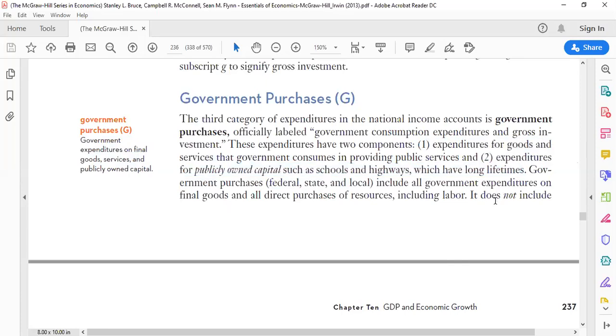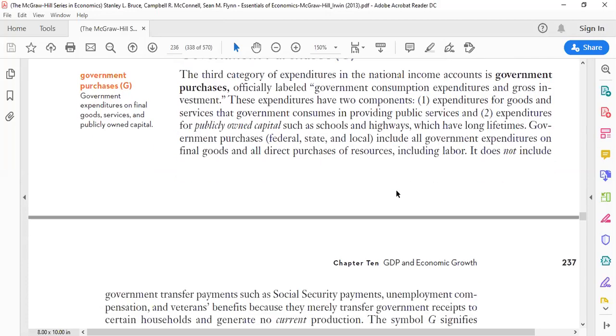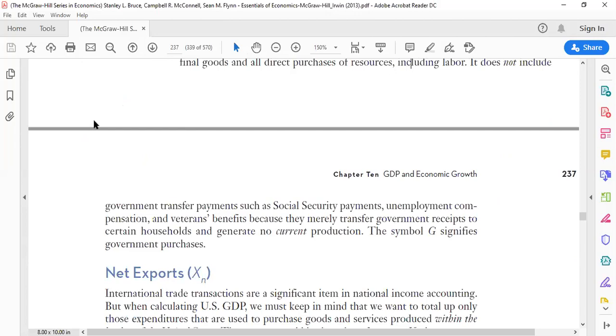If government consumes something or spends something on goods and services in order to provide public services, that is development expenditure. If government spends something for publicly owned capital, for schools, highways, hospitals, for the betterment of the people, that is known as non-development expenditure. Last is net exports.